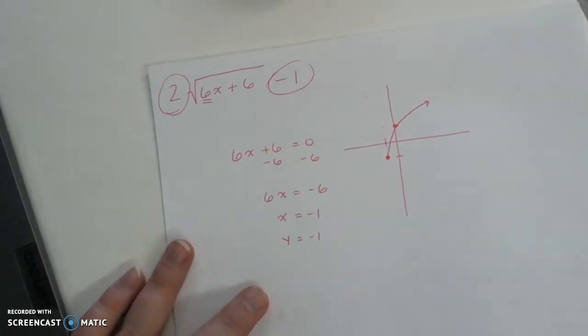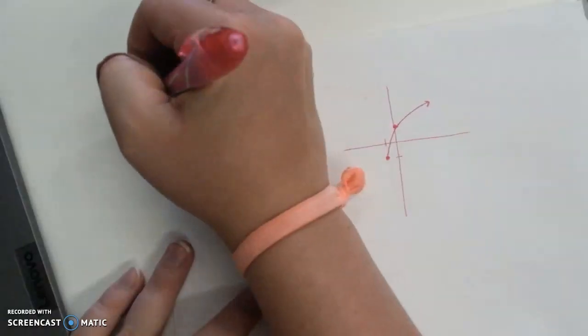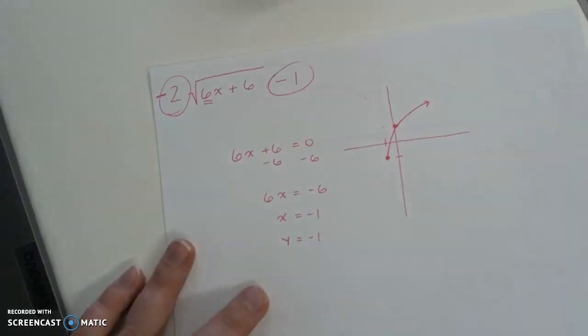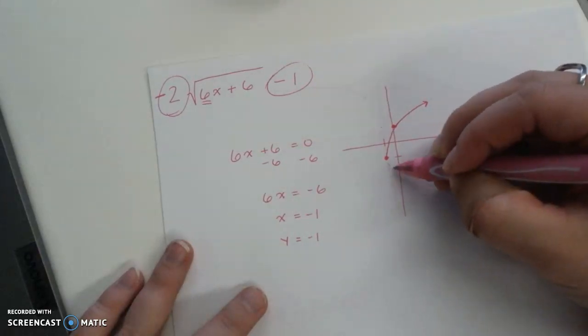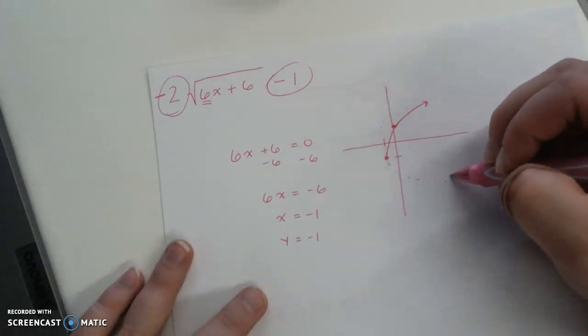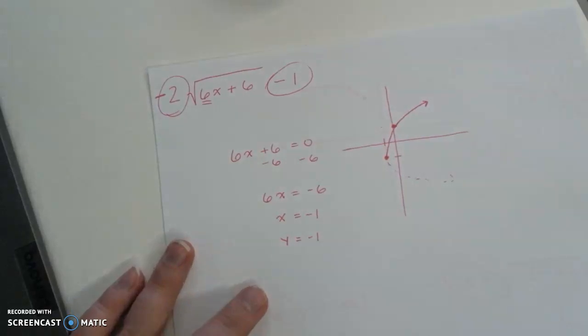That is a very steep slope. Remember that if there is a negative in front of our square root sign, that it's going to go the opposite direction. Okay, we flip it along the x-axis. It'd be down 2 over 1.